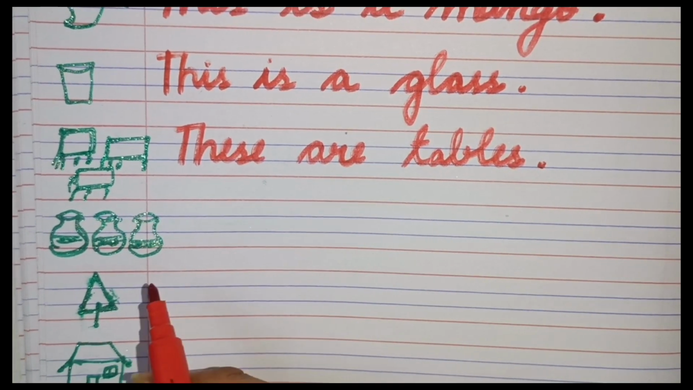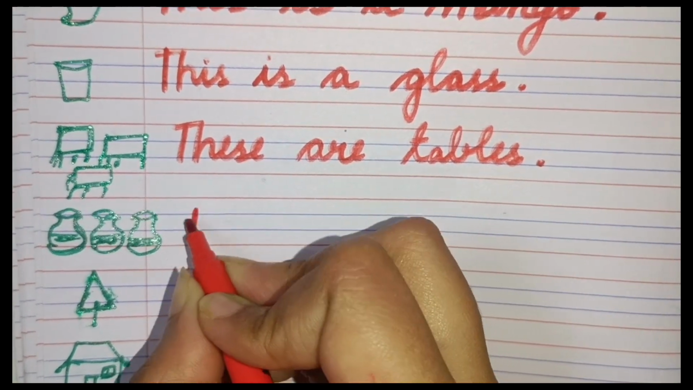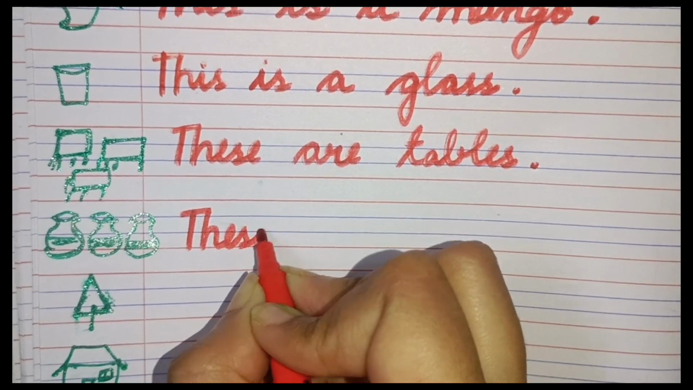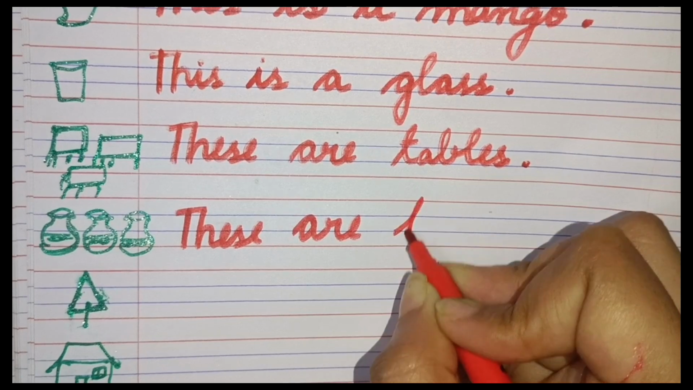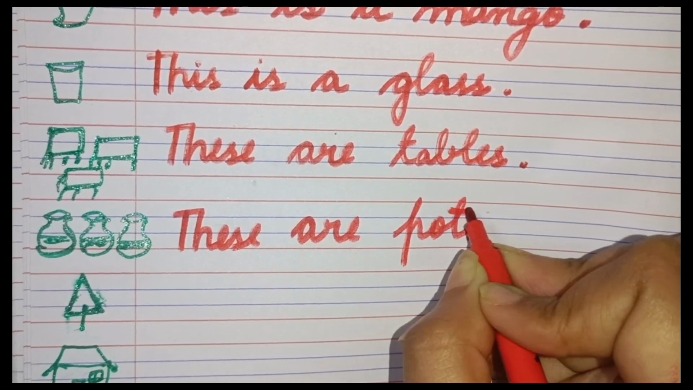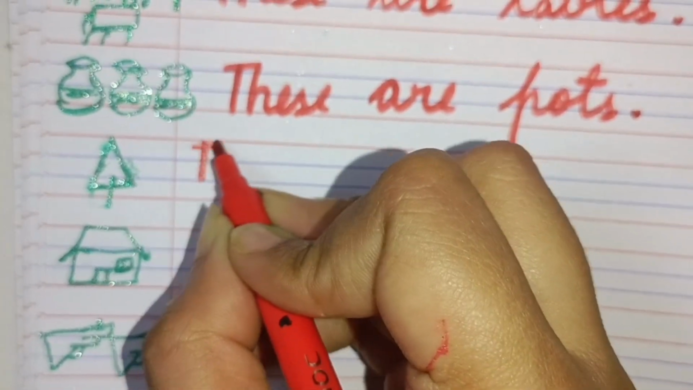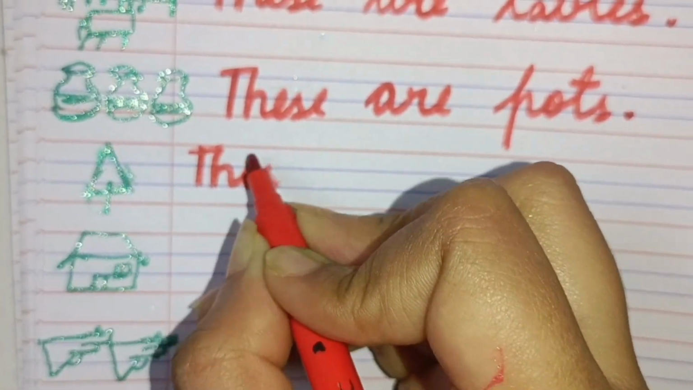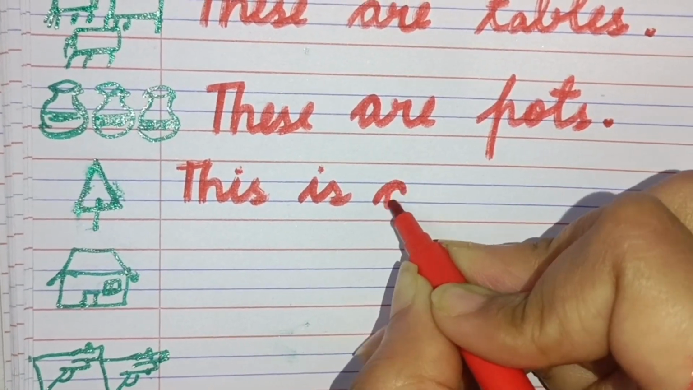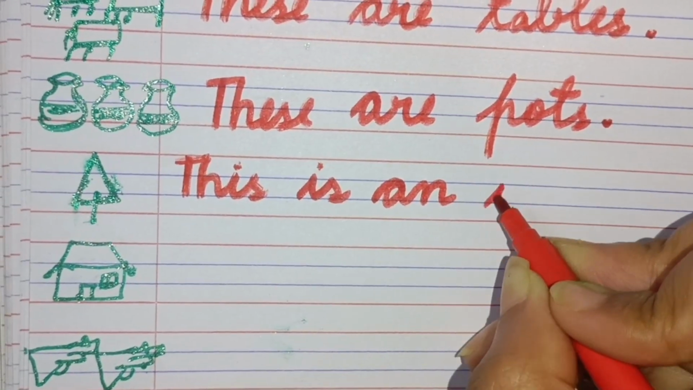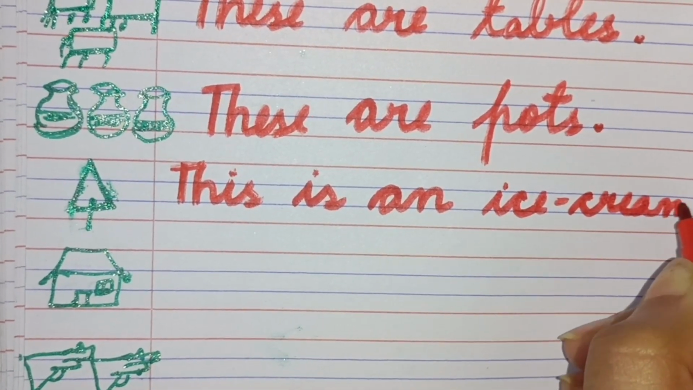Next, three pots are given here. So here we will use these are. These are pots. Next is an ice cream. So we will write, this is an ice cream.